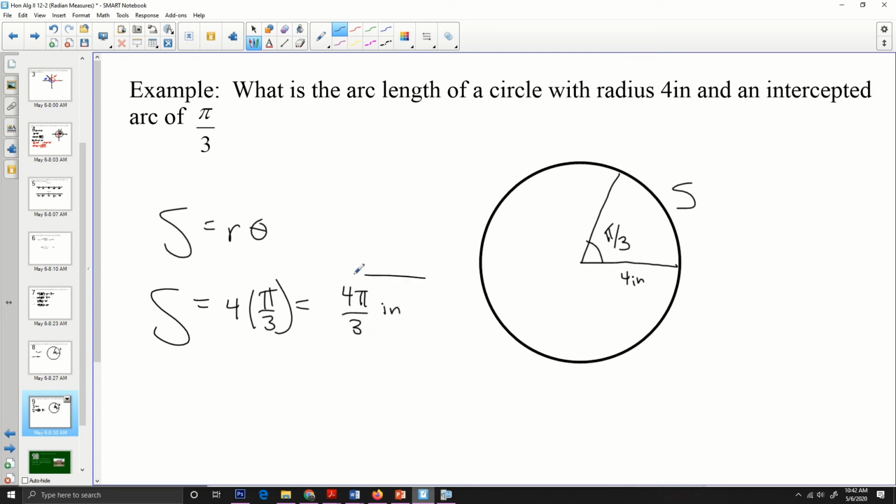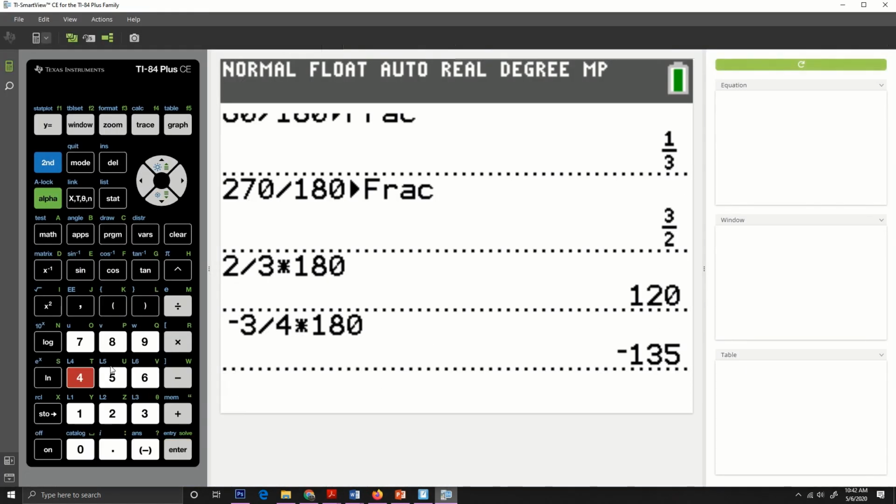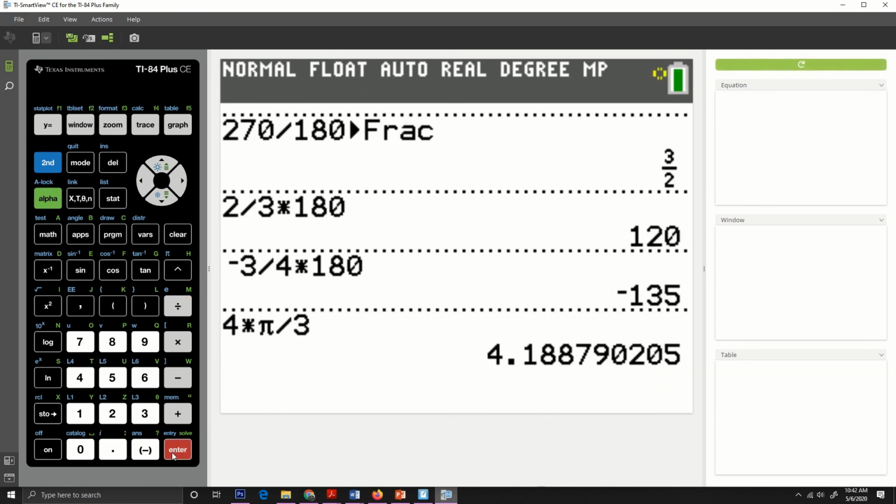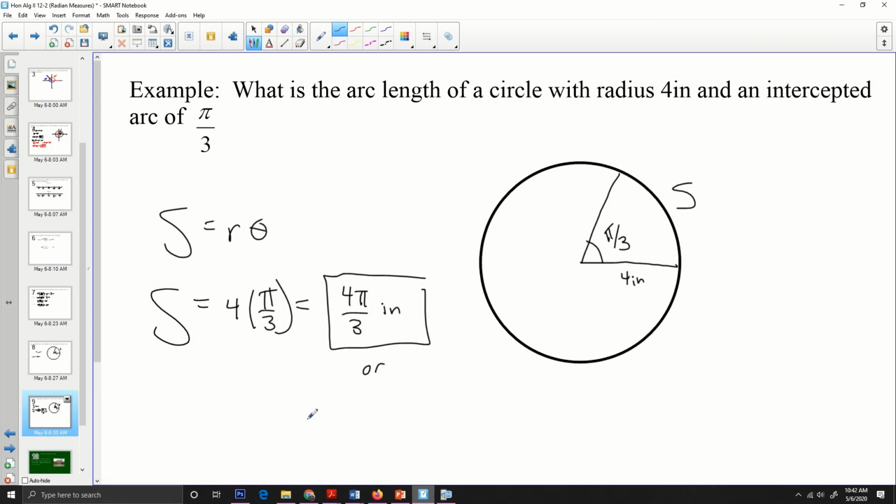And you can leave it like this, or if you don't like that, you can go 4 times pi divided by 3 and it gives you, let's see here, 4.189 inches. All right, that's all I got for today, folks.